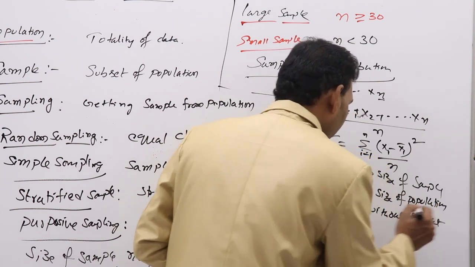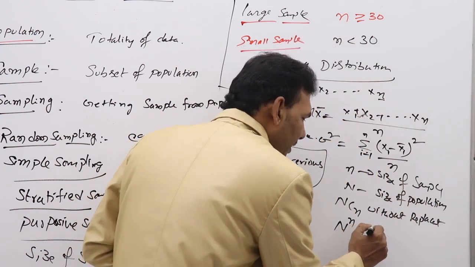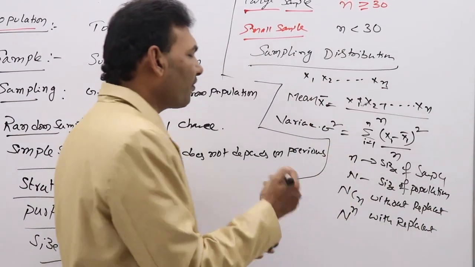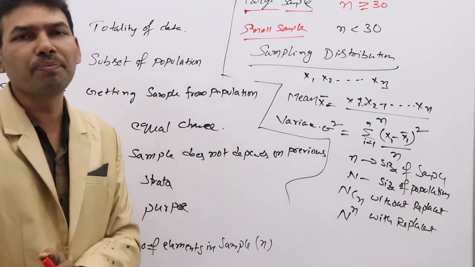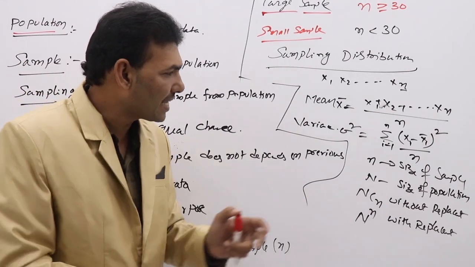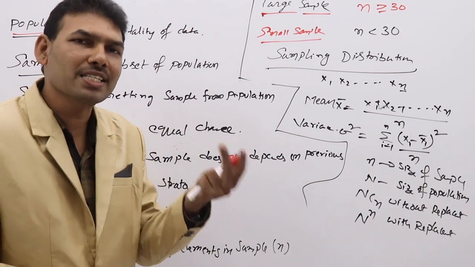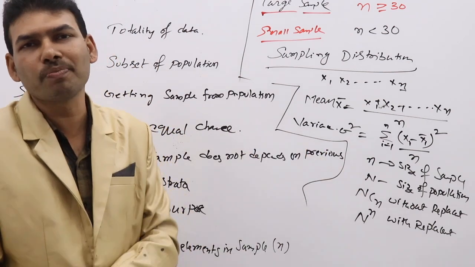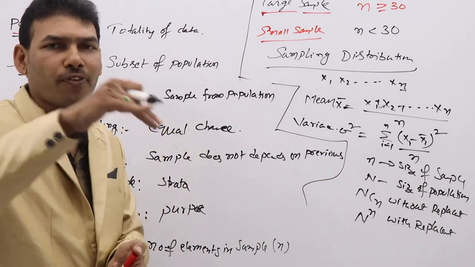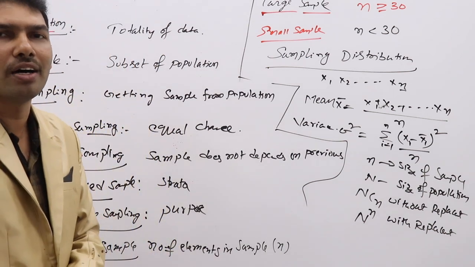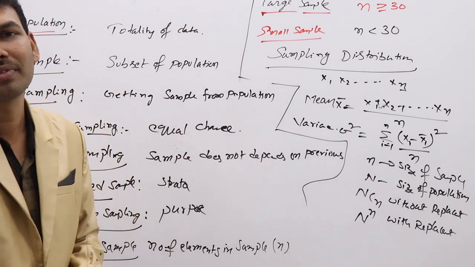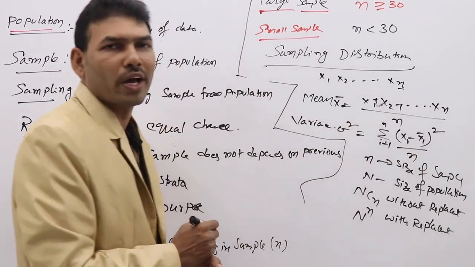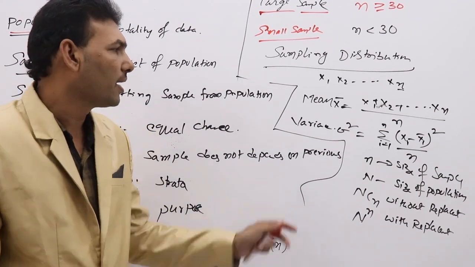Without replacement. With replacement, we will get n power n. After drawing these samples, we are going to find the mean and variance for the samples. After finding the mean for the samples, again we are going to find the mean of the sample means, which is called the mean of means, and the SD of means. If you want SD, we will take the square root of sigma (x minus x bar) whole square by n.